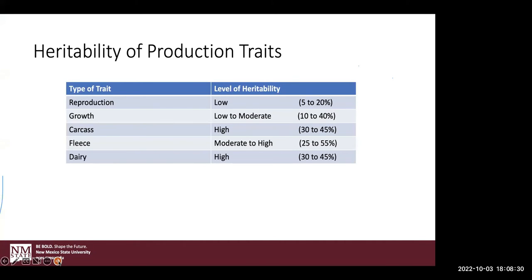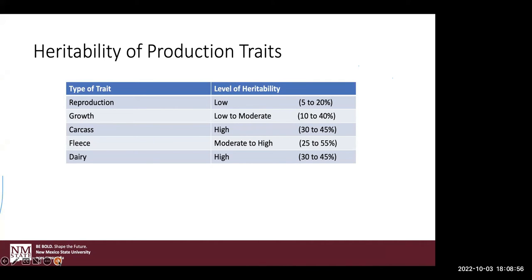So growth has less to do with mom's situation and more to do with the animal itself, and that's why it's a little more heritable. Carcass is more heritable still because of the fact that the genetics drive that so much more than environment. So highly heritable on your carcass if you're looking to improve on that.